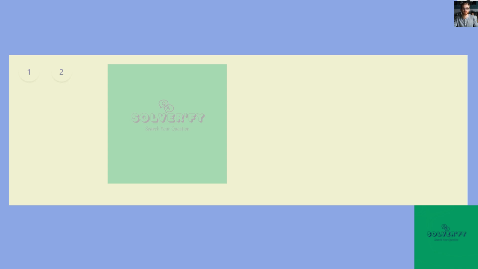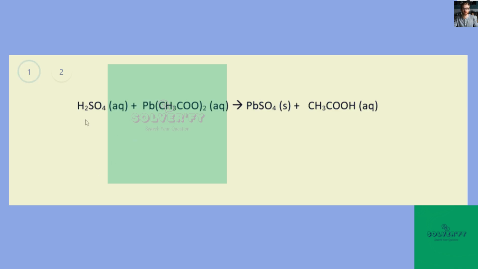So in this problem, we have a reaction of a solution of sulfuric acid with lead acetate, which will produce solid lead sulfate and a solution of acetic acid. So if we write down the reaction, it will be like this, where we have the sulfuric acid reacting with lead acetate to produce lead sulfate and acetic acid.